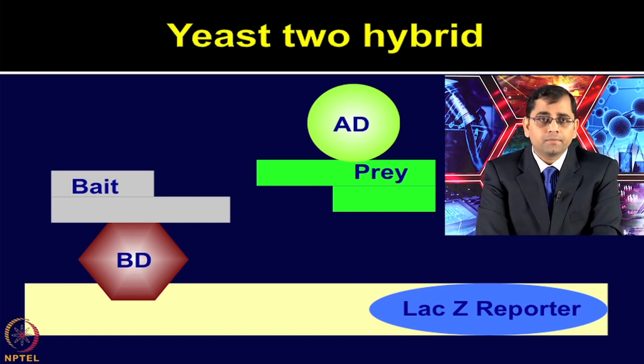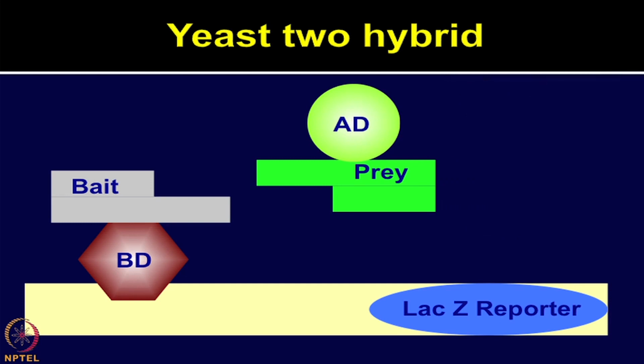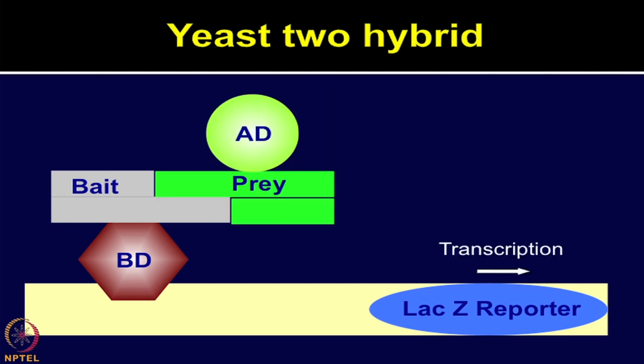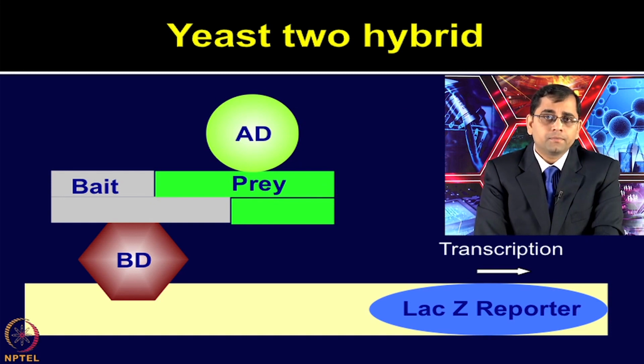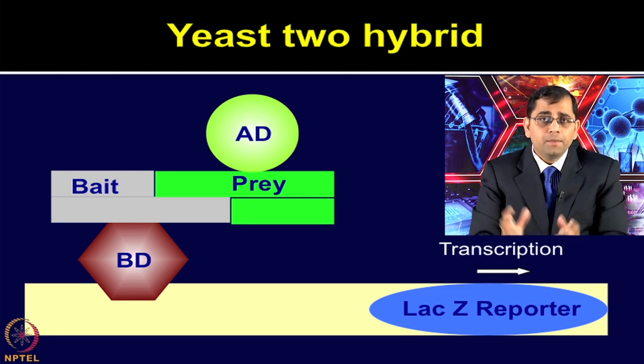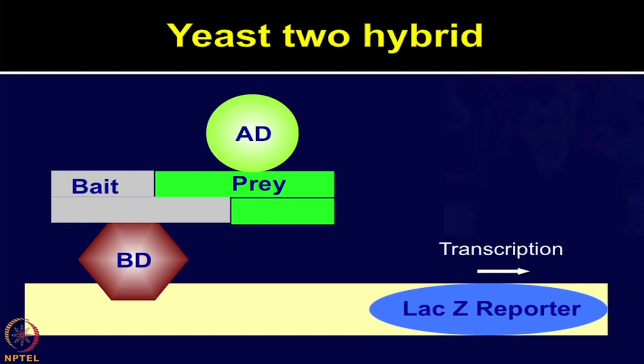reporter genes. As you can see in the slide, the bait protein binds with the DNA binding domain and the partner protein or the prey with the transcriptional activator domain or AD. Once the BD binds with DNA, the AD activates the transcription when both of these are associated. The bait with the BD and prey with AD, when they bind together, the transcription event occurs. What are the different advantages of using the yeast 2 hybrid system?